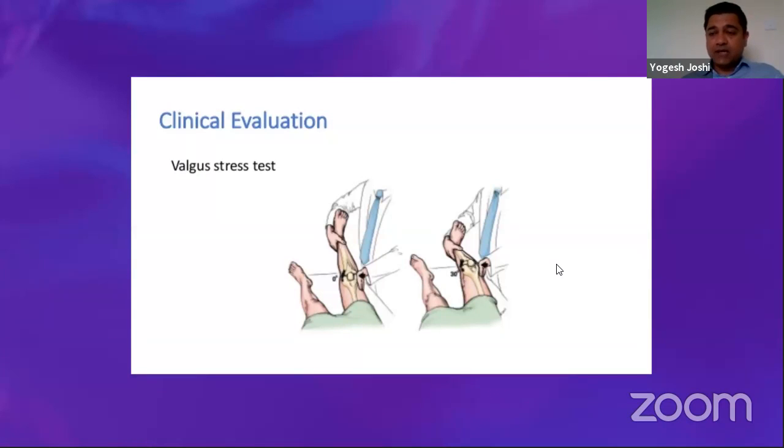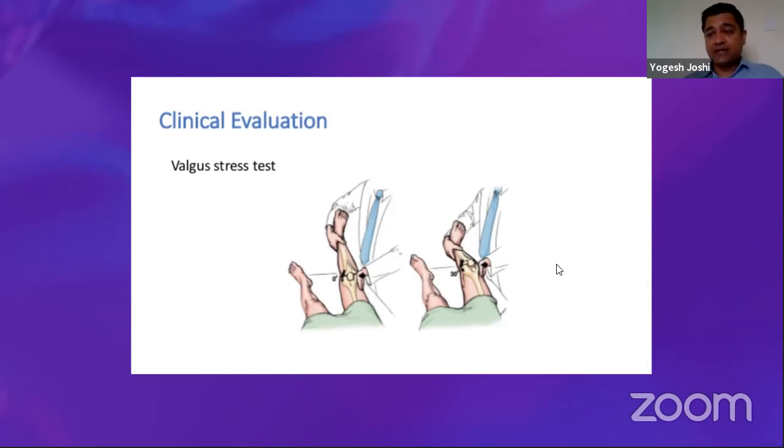And obviously, history taking is quite important. And during the examination, you will see swelling, ecchymosis. If the capsule is ruptured, then you won't feel any hemarthrosis. You can get internal derangement of the knee as well. You can have common multi-ligament injuries as well.